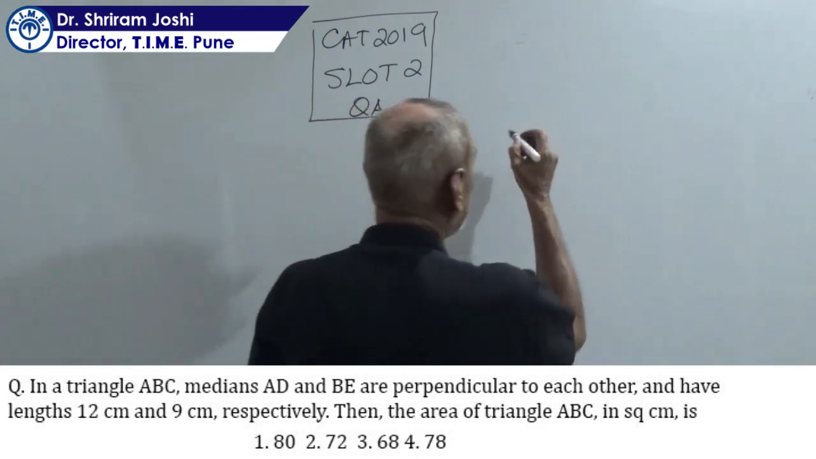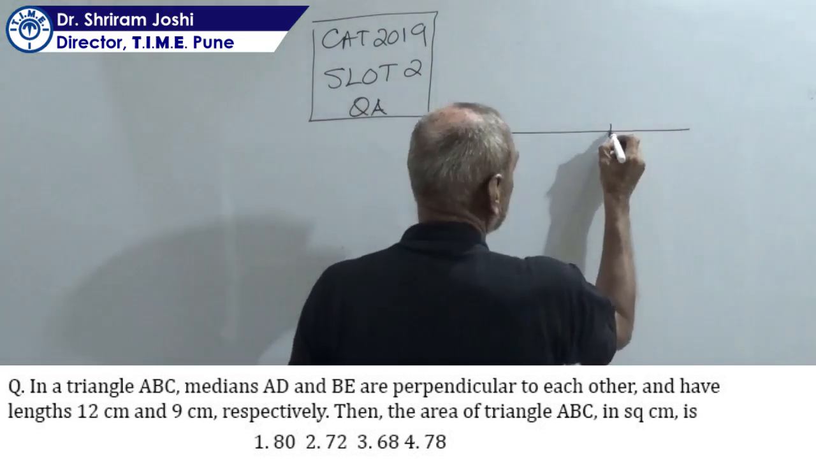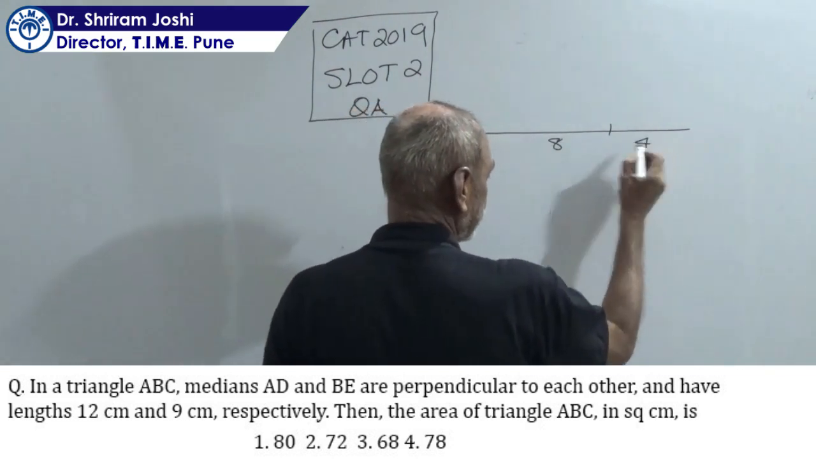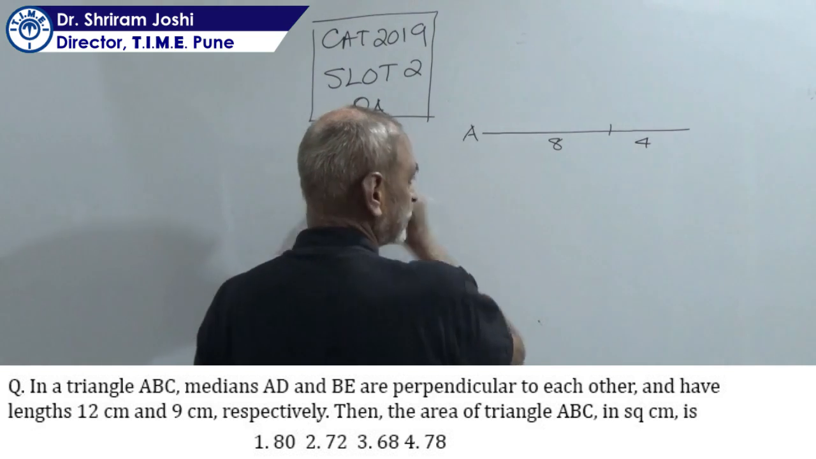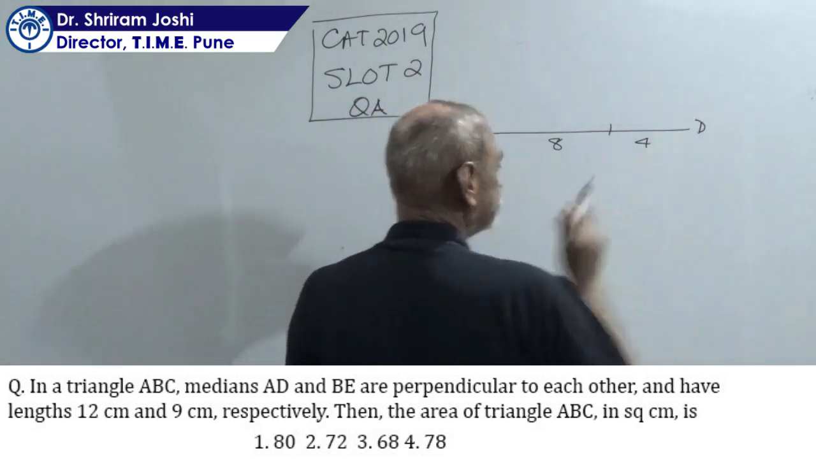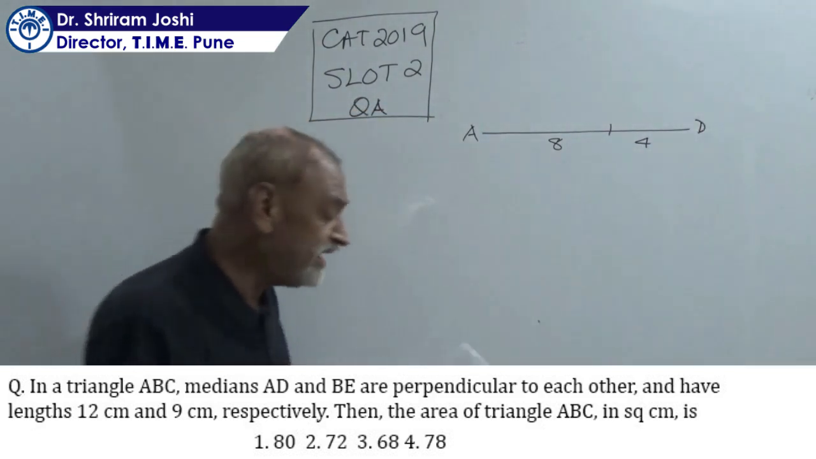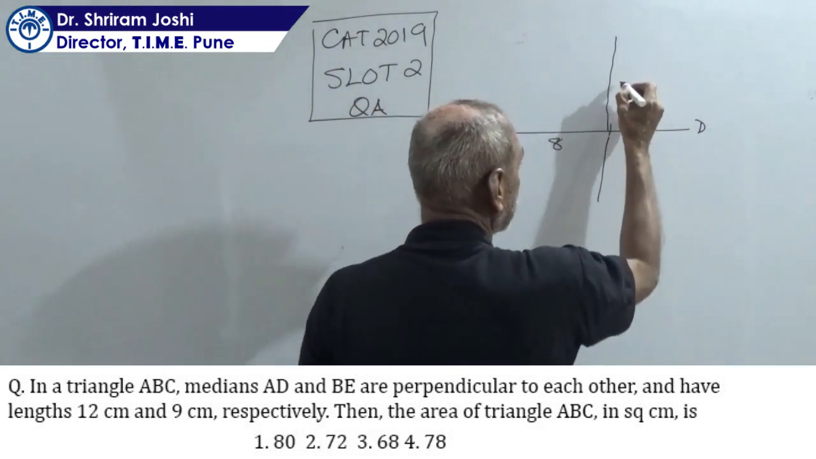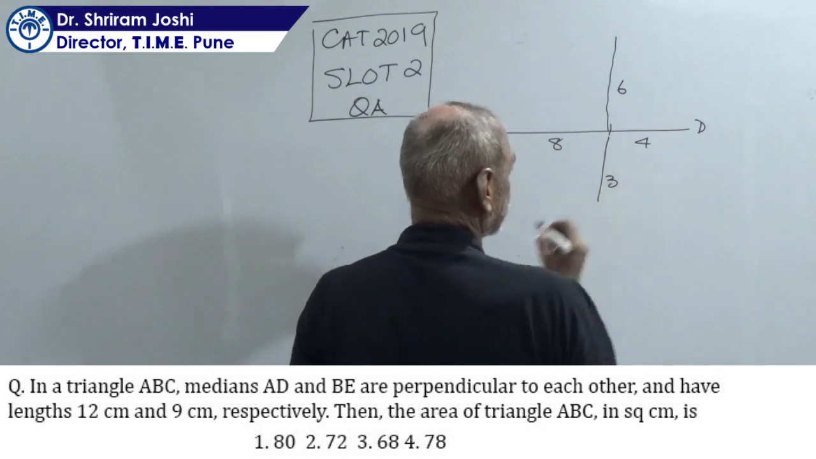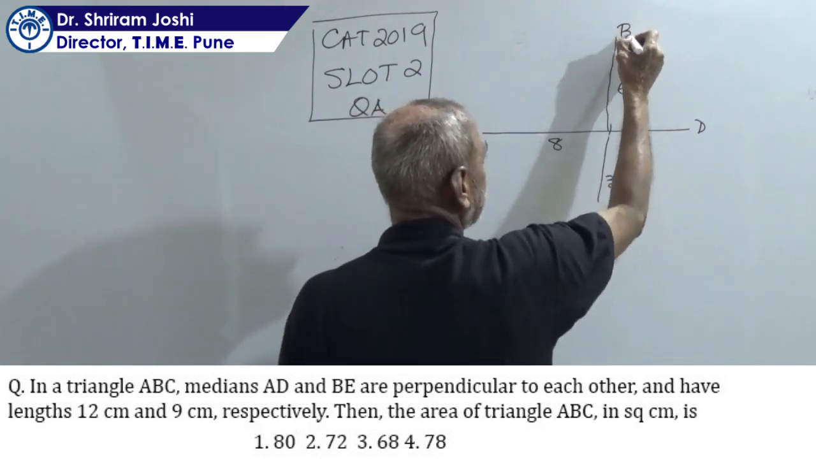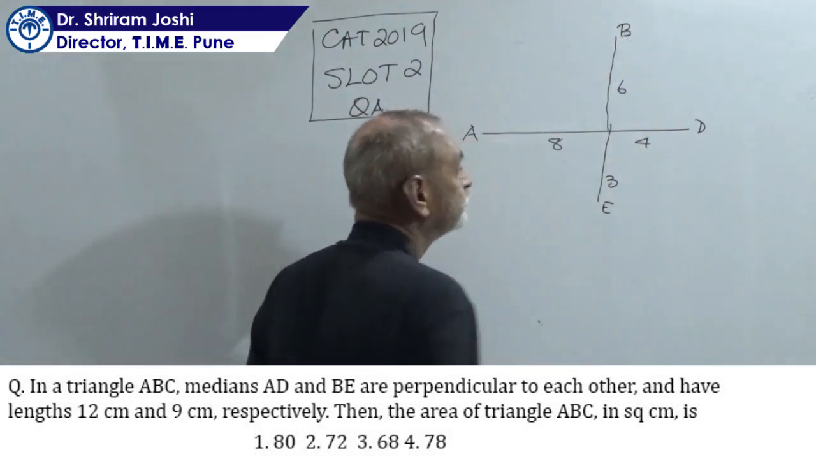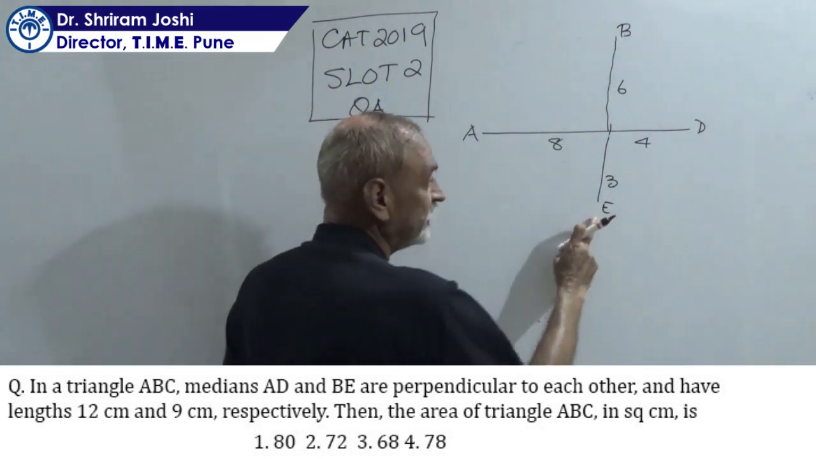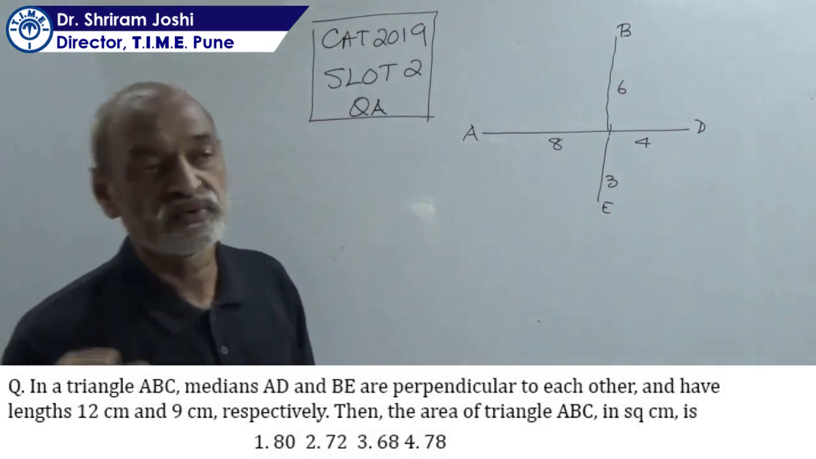So, AD is 12. Dividing into ratio 2 to 1, this will be 8 and this will be 4. The longer section towards the vertex, this is AD. BE is 9, so dividing into ratio 2 to 1, 6 and 3, and this is BE and this is E. Please understand, these are the two vertices of the triangle. These are the two midpoints of the opposite side.